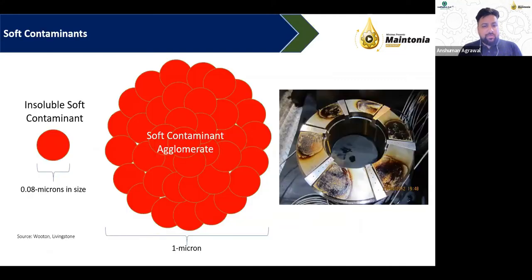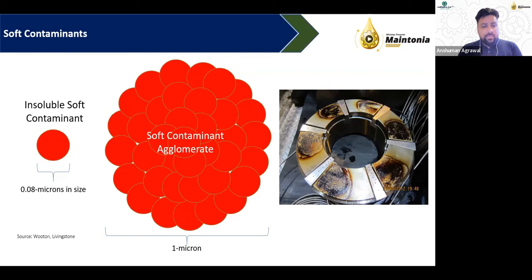So some understanding on what is the overall size that we are talking about. The insoluble contaminant is around 0.08 micron in size. Certainly it can't be handled by any of the filters we talk about. And what happens is, as these are very sticky in nature, they form agglomerates. Agglomerate means a lot of such soft insoluble contaminants join together and make a bigger one. But even when they are agglomerate in size, their size does not go beyond 1 micron. So it is certainly something which is extremely fine in nature, and hence regular conventional mechanical filtration systems can't handle it.